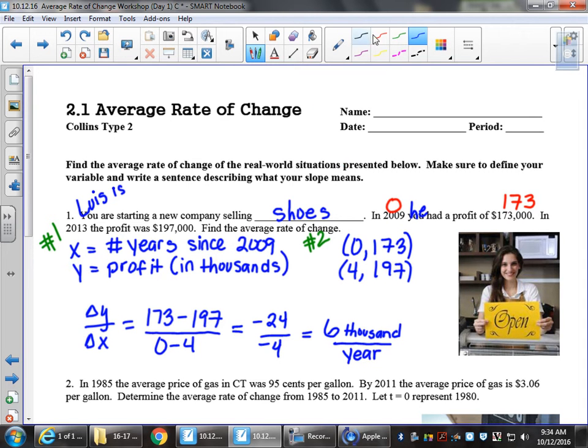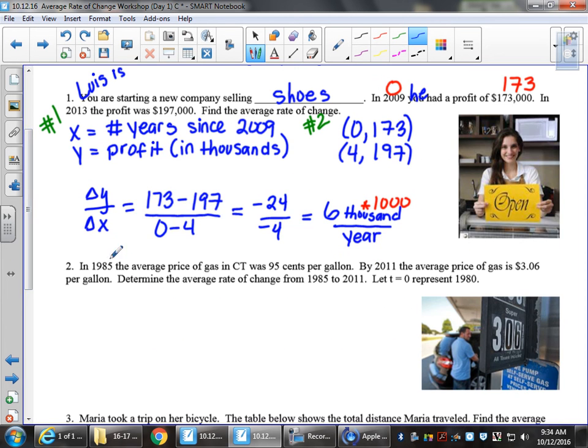See how this says the word 1,000? To get the number, we actually can just multiply by 1,000. So what is 6 times 1,000? So my little mini phrase or sentence would be $6,000 per year.